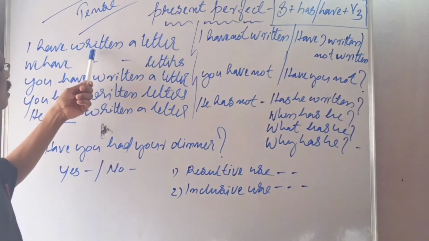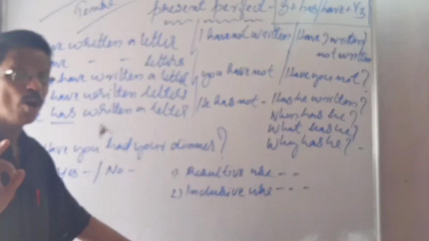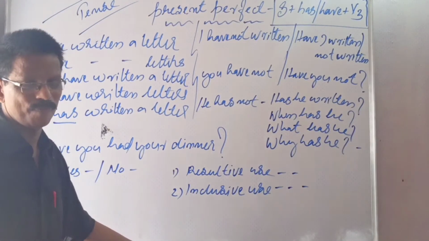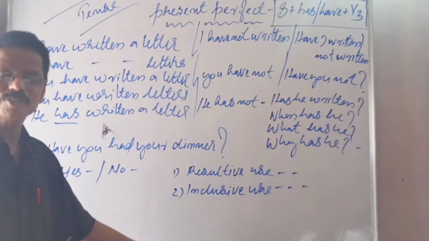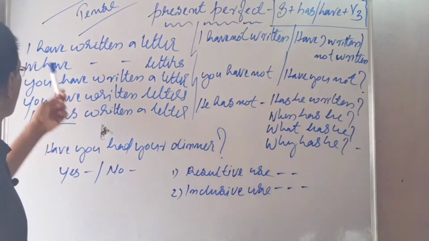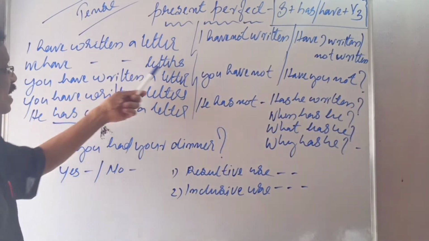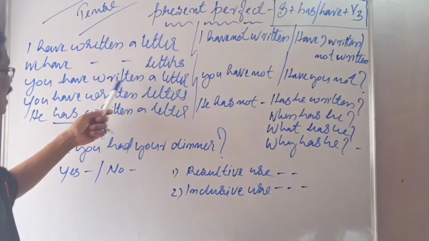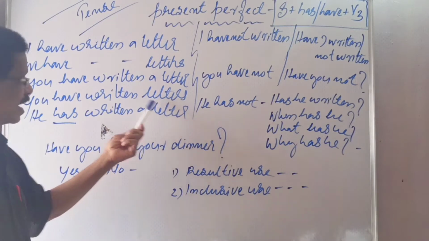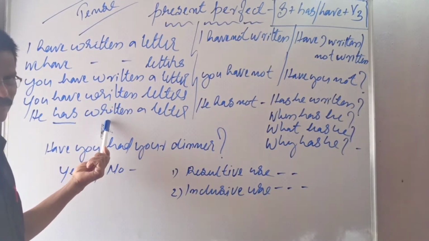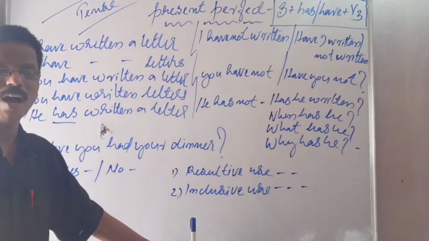I have written a letter. Has or have plus V3. Has is for only third person singular. The remaining all have. I have, we have, you have written a letter and you have written letters. See that? I have written a letter, we have written letters, you have written a letter, you singular, and you have written letters. He has written a letter and they have written letters. This is the structure, has or have plus V3.